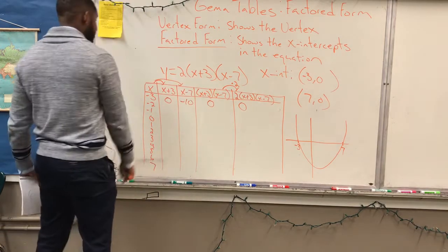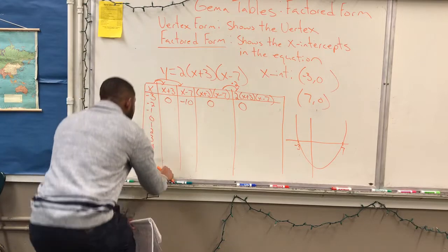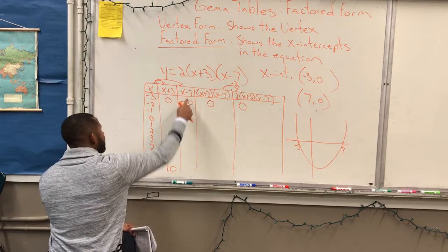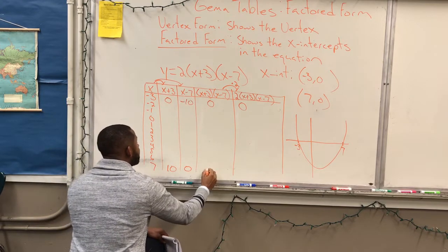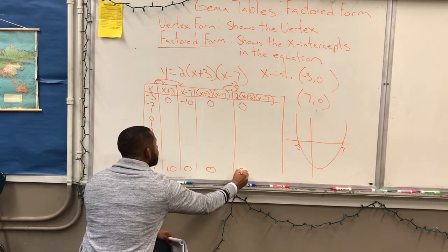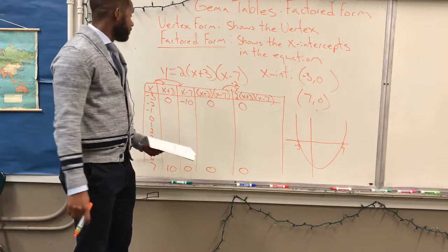I'm going to do the same thing with this other one. And this is the key. This -3 is what makes this a 0. Over here for the 7, well, 7 plus 3 is 10. 7 minus 7 is 0. There's that 0 that I need. 10 times 0 is 0. And 0 times 2 is 0. I found my two x-intercepts.